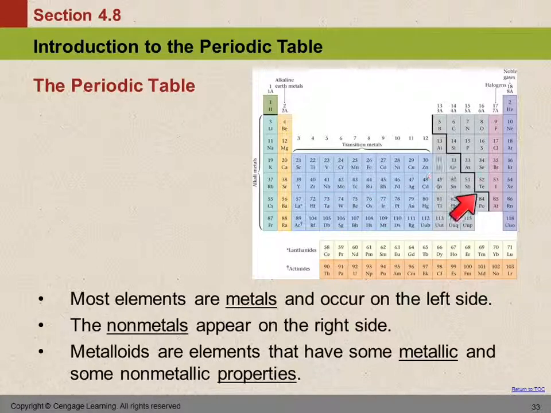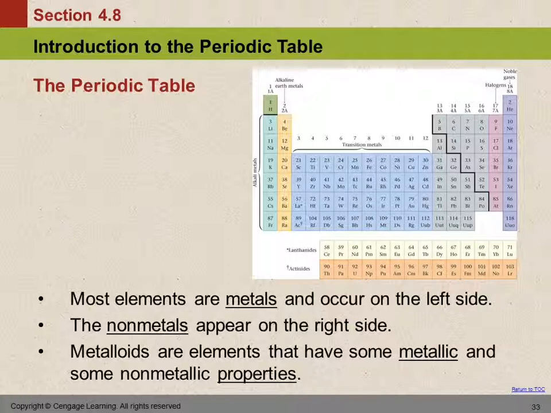To the left of this stair-step line, all these guys are metals. Okay? The nonmetals are on the other side. So if I ask you if chromium is a metal, you should be able to look at the periodic table and tell me. So we learned the symbol for chromium was Cr, so here's Cr, and it's over here on the left side. It's a metal.